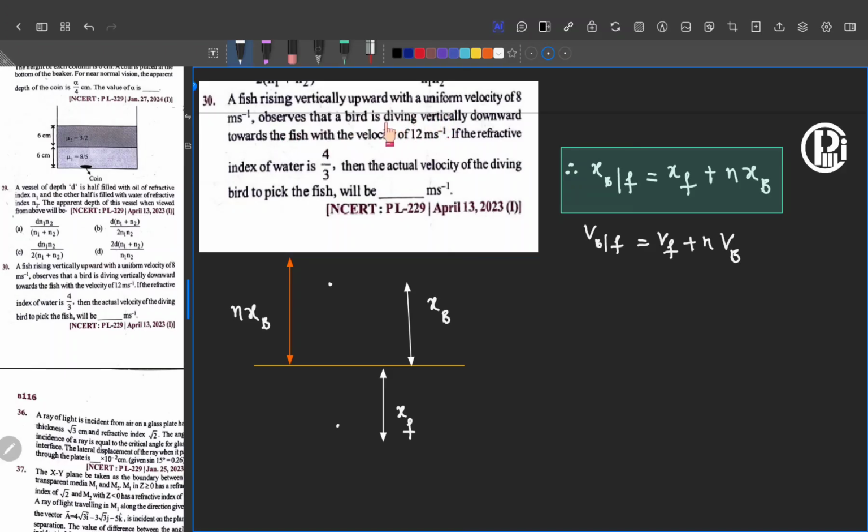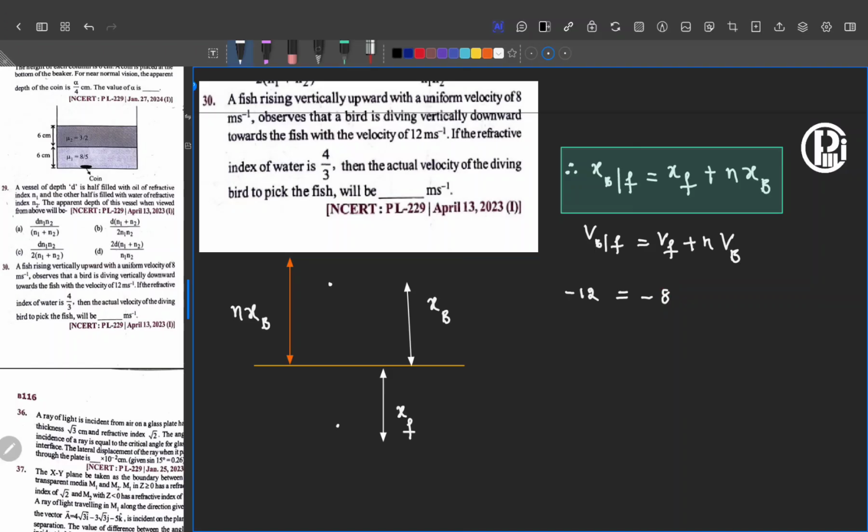Observe that the bird is diving vertically downward towards the fish with a velocity of 12 meter per second. So the fish's velocity appears to the bird as 12 meter per second downward. Therefore I could say this is minus 12. You know why I am taking minus 12 here, right? And the fish velocity is given as 8. Clear? So I'll have a minus sign.